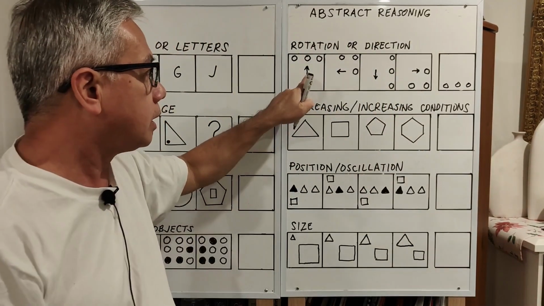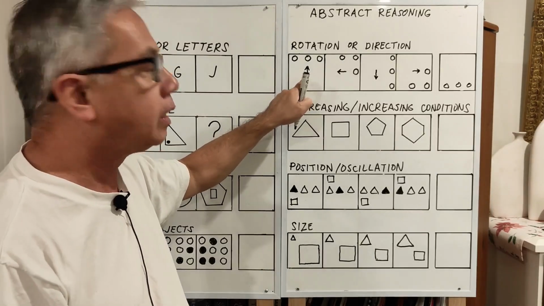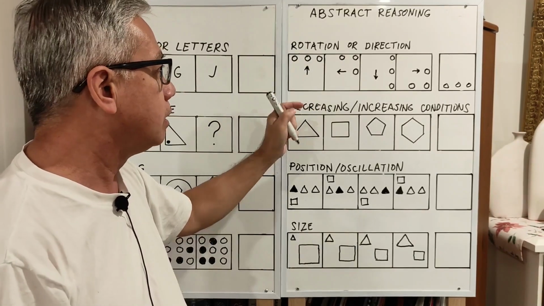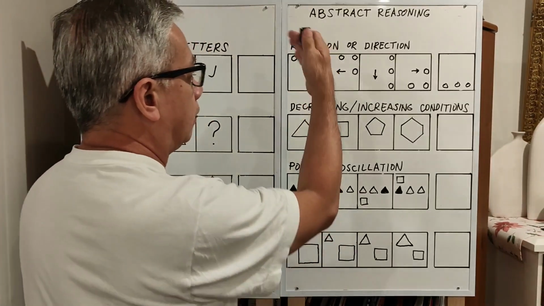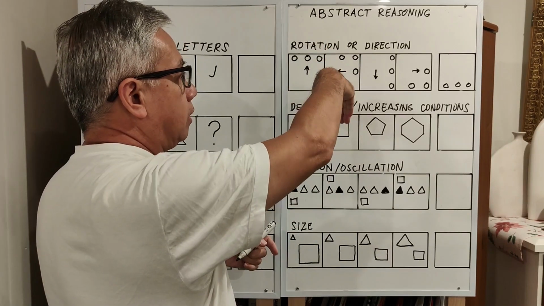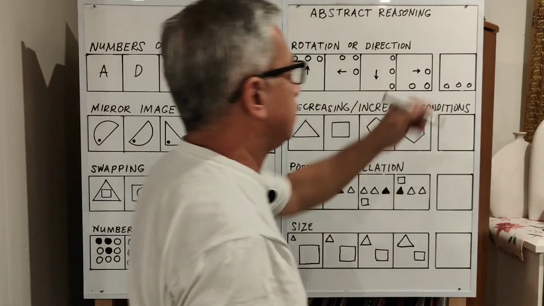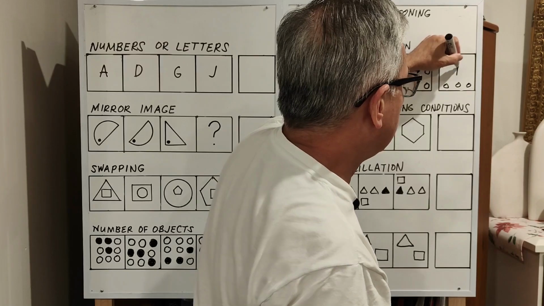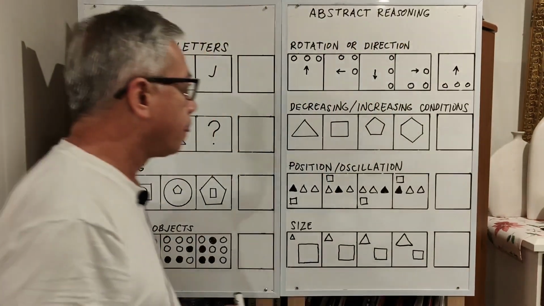And then you will also notice the arrow is moving in a counterclockwise direction. First it's at the top, then at the left, and it's down and to the right. So you're looking for an arrow which is pointing to the top.